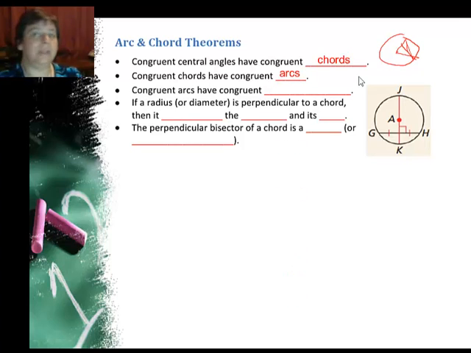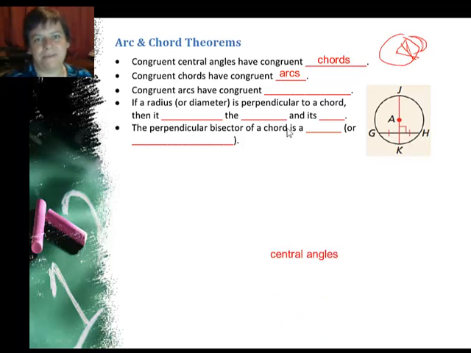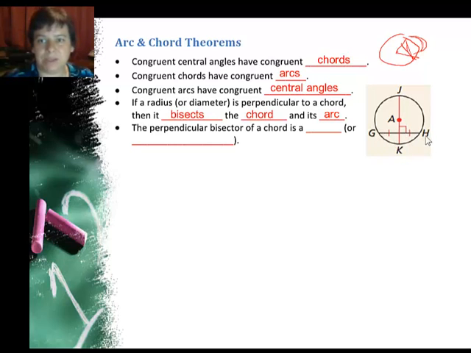Congruent chords have congruent arcs. An arc, remember, is what you measure on the outside from point to point. Congruent arcs have congruent central angles. Now, if a radius or diameter is perpendicular to a chord, then it actually bisects the chord and its arc. So the radius is bisecting this into two pieces.